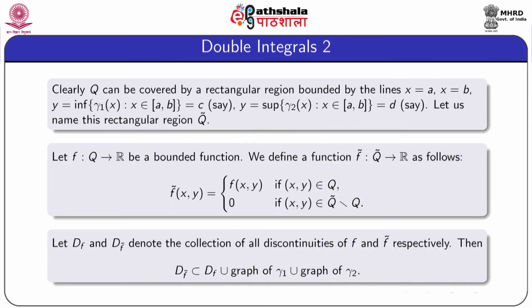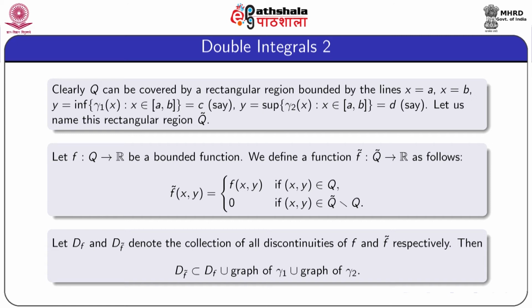Clearly, Q can be covered by a rectangular region bounded by the lines x equal to a, x equal to b, y equal to the infimum of gamma 1 of x when x is in [a,b], say c, and y equal to the supremum of gamma 2 of x where x is between a and b, equal to d, say. We name this rectangular region Q tilde.